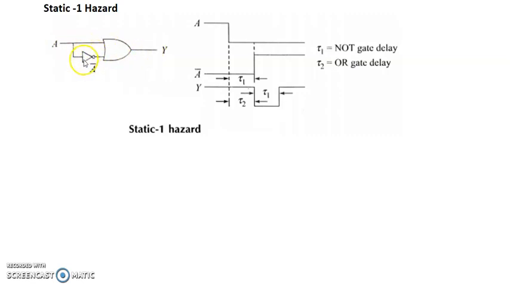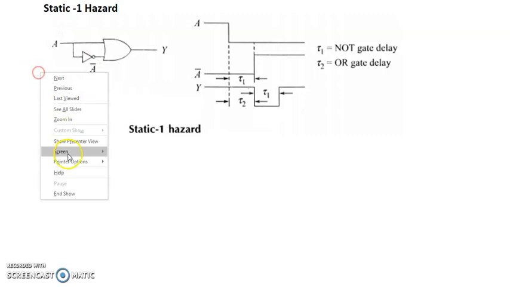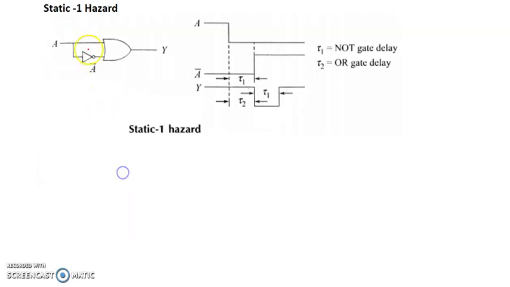But there is a delay in the inverter and also a delay in the OR gate. So this hazard will occur due to the delay of an inverter. Every gate will take some time to process the input it receives. This static 1 hazard will occur when there is a change in the input from 1 to 0. For example, let's write it down: when the input was 1, after a certain period of time this was 0. So 0 plus 1, the output was 1.